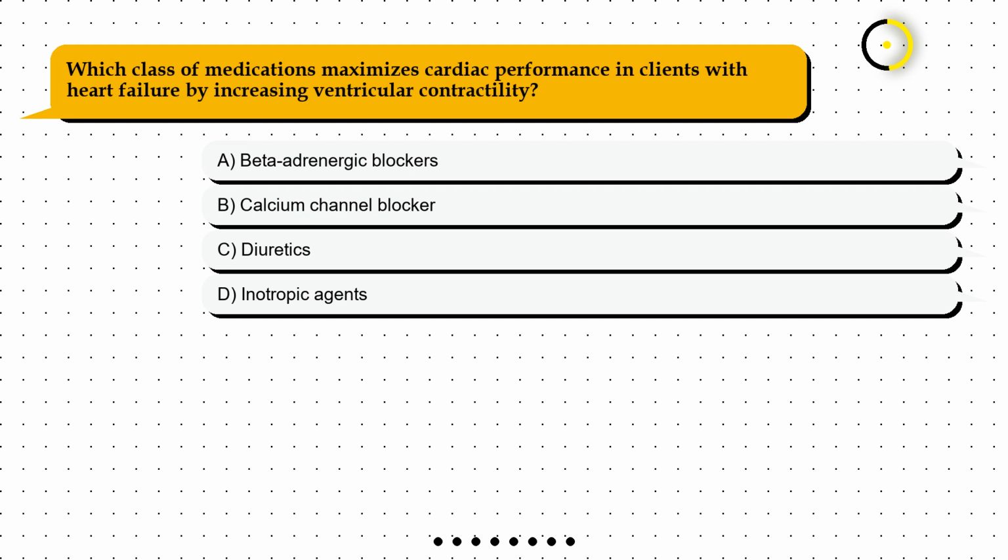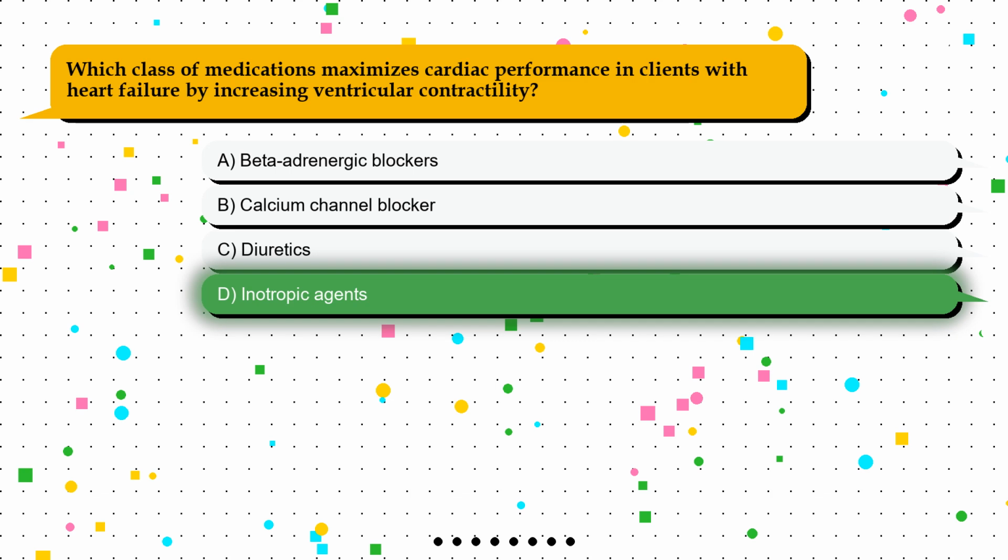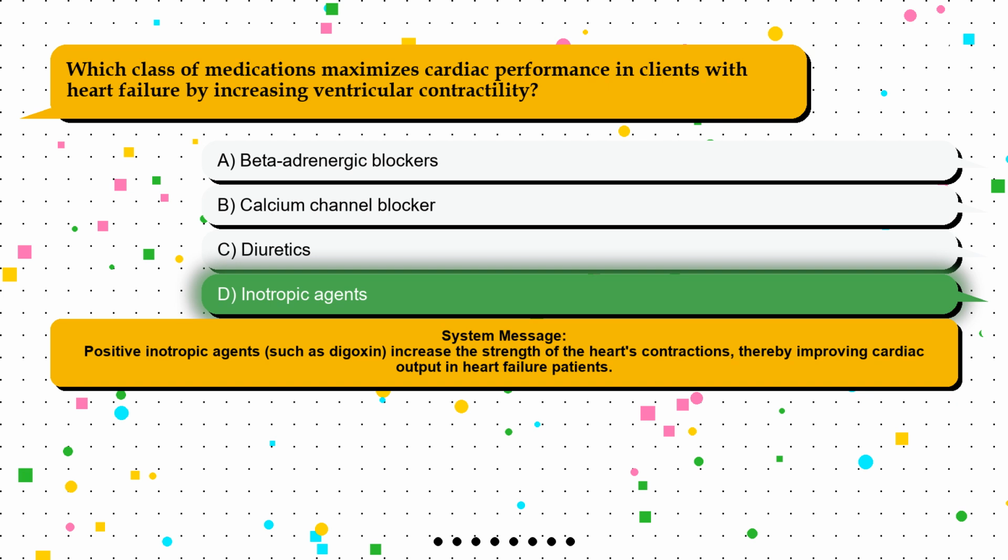Option A, beta-adrenergic blockers. Option B, calcium channel blocker. Option C, diuretics. Option D, inotropic agents. The correct answer is option D, inotropic agents. Positive inotropic agents, such as digoxin, increase the strength of the heart's contractions, thereby improving cardiac output in heart failure patients.